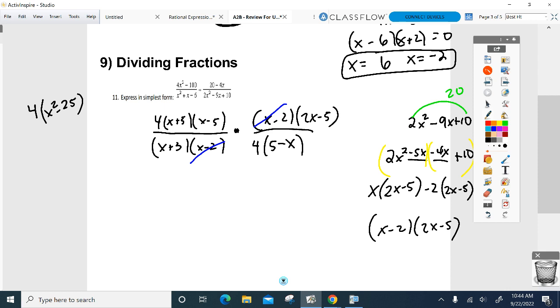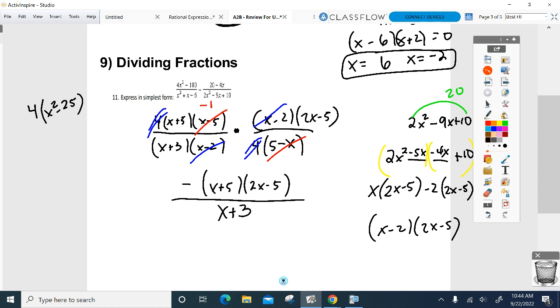Since there are 4's, you can cross those out. Yep. You could also do the 5 minus x and x minus 5 because they're opposites, and that would be negative 1. Great job. That's everything I can cross out. So now just take inventory, right? I got the negative up top. I got an x plus 5. I got a 2x minus 5. And I got an x plus 3. That's it.